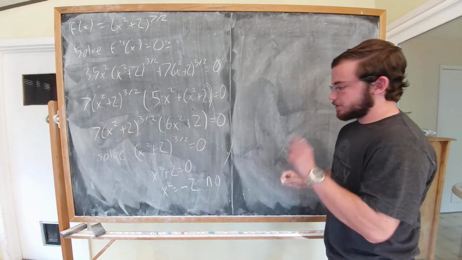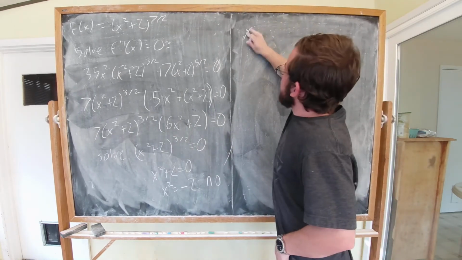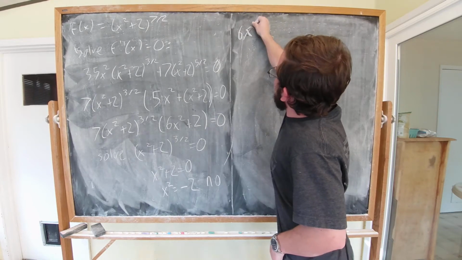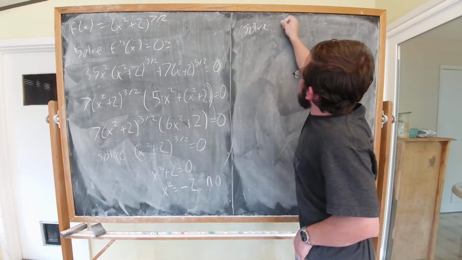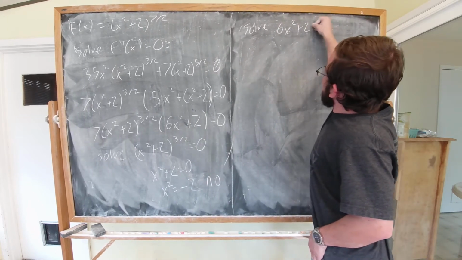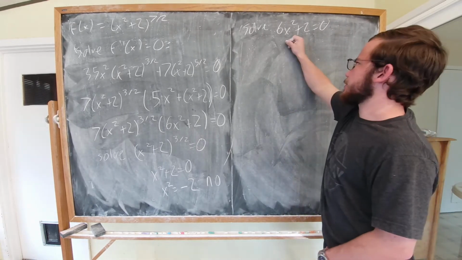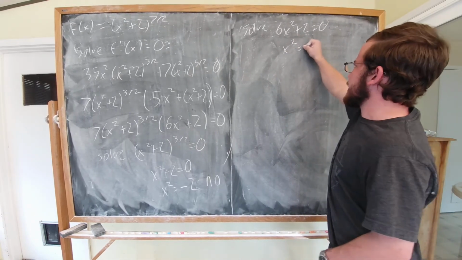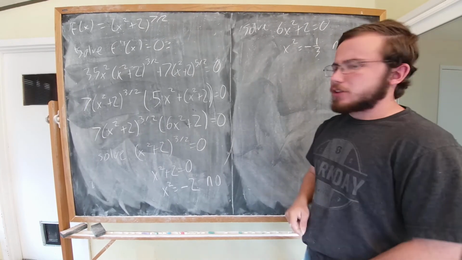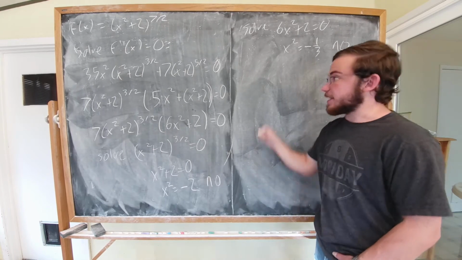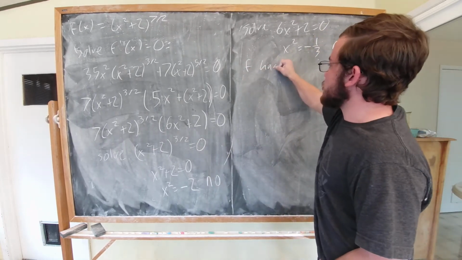And then we further solve 6x squared plus 2 equals 0. And that'll also never happen, right? Do some work, that gets you x squared is negative 1/3. Can't happen. So, f double prime of x is never 0, which means f has no inflection points.